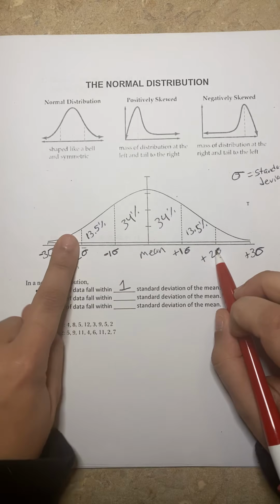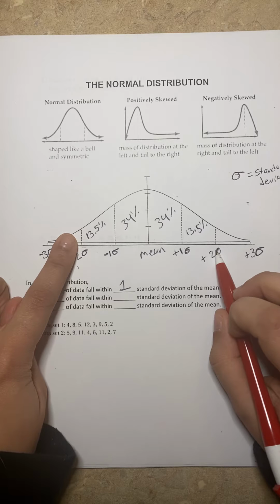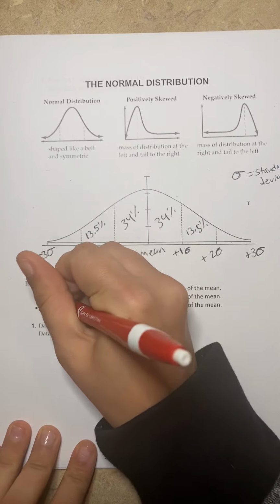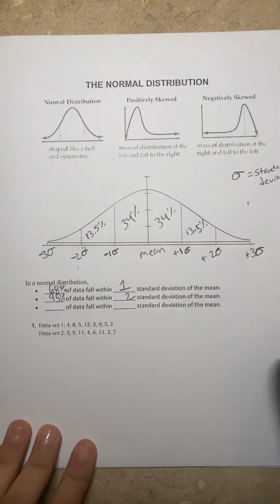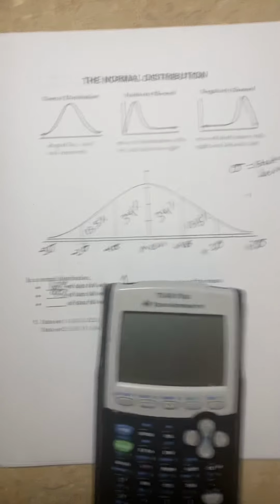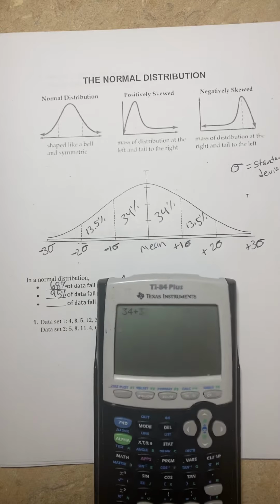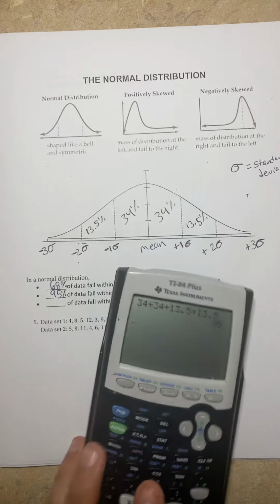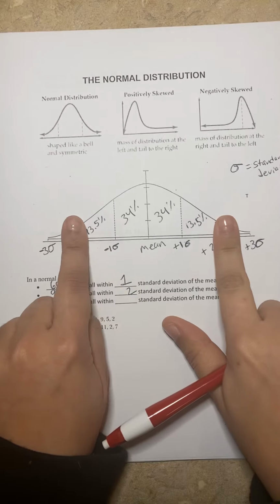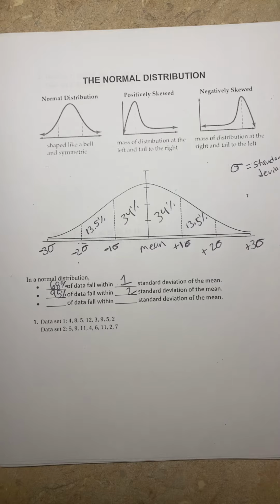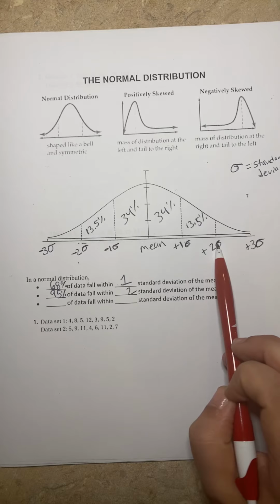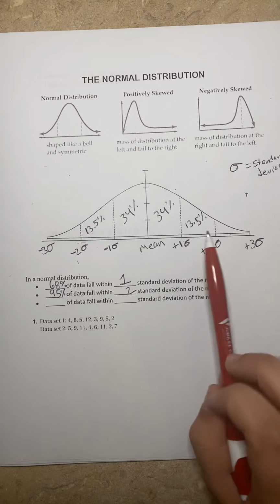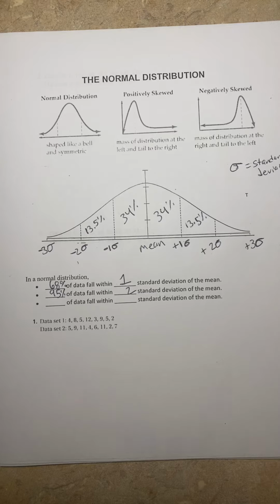If I add this entire thing up, about 95% of the data lies within 2 standard deviations. And you can check that: 34 plus 34 plus 13.5 plus 13.5 gives you that 95%. So 95% of my data lies within this. This will help us, because it might ask you what percentage of your data lies between those 2 points, and if you know this number, you'll say 13.5, or you'll add up the rest, that type of deal.